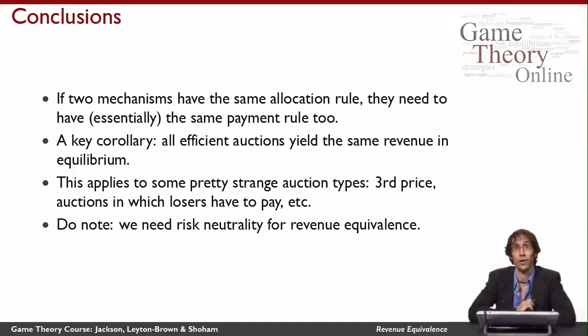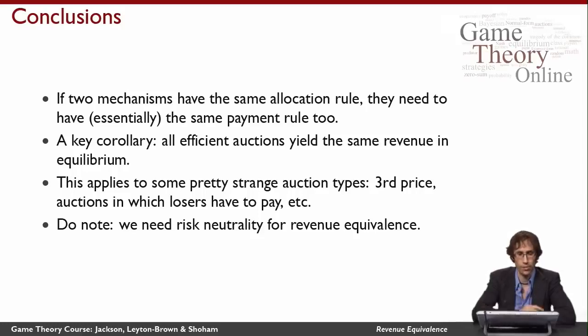I've assumed everywhere in this video that agents are risk neutral, which means they treat expected payments the same as sure thing payments. They don't care about how much randomness there is in the environment. They just care about the expected payment they have to make. And if that isn't true, then these different auction mechanisms actually do turn out to be different.